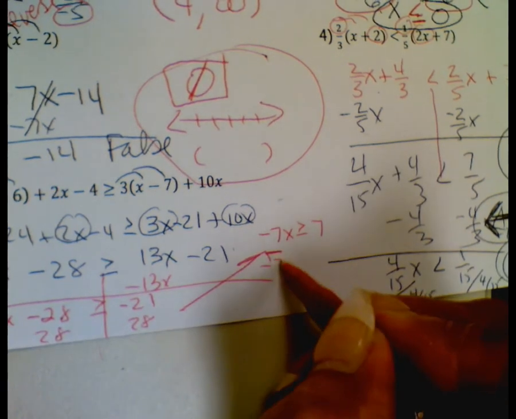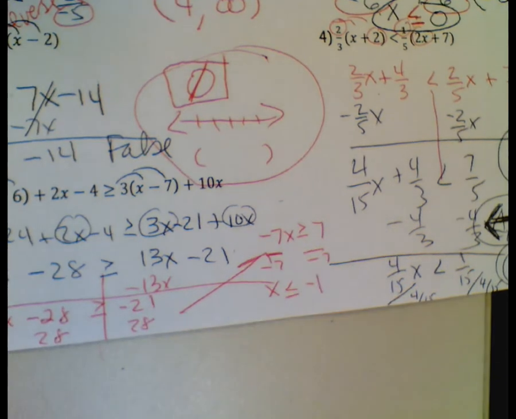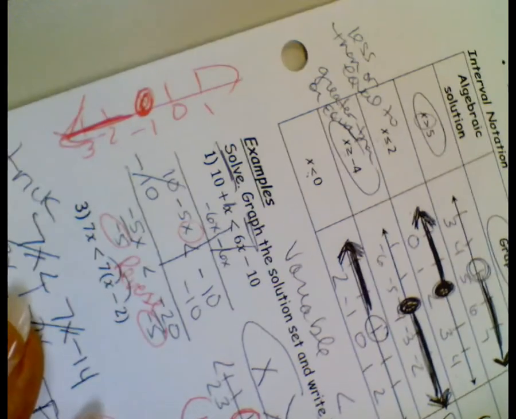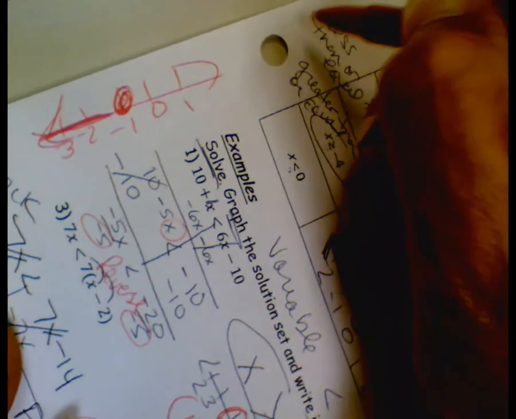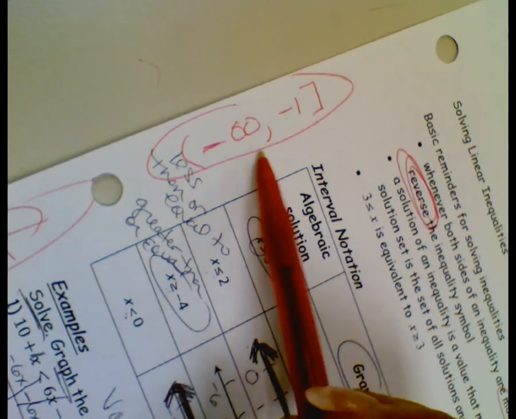Now we are dividing by -7. So we are flipping this inequality to -1. So this is your solution. X is less than or equal to -1. Number line. Less than -1 is going to go left. That's what your number line should look like. So that should be -infinity to -1 bracket. And that should be your bracket. -infinity to -1.